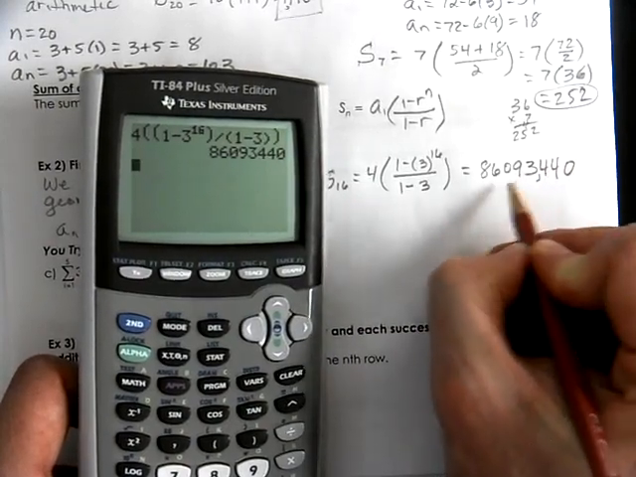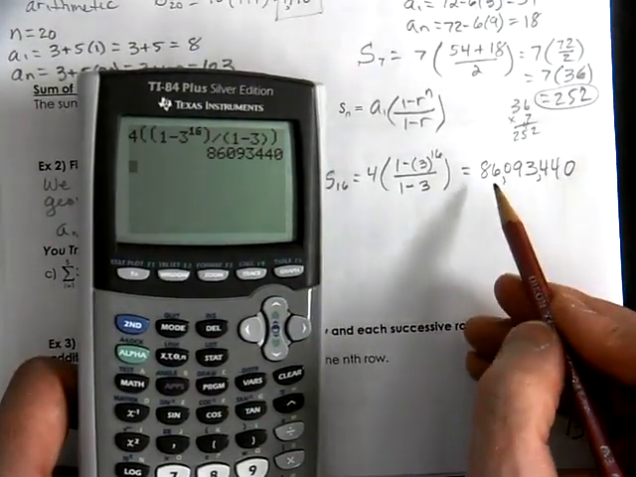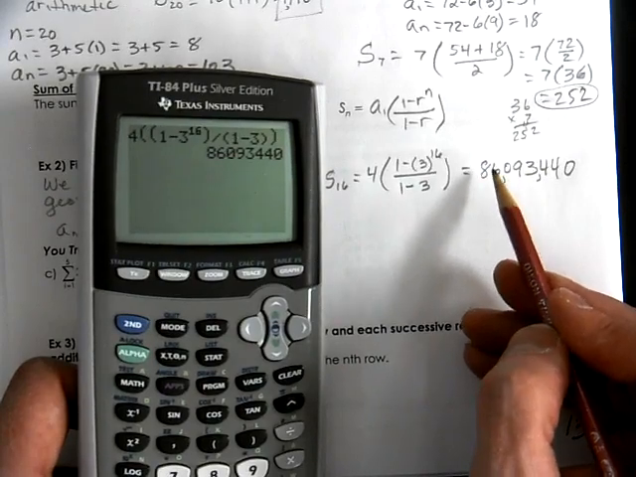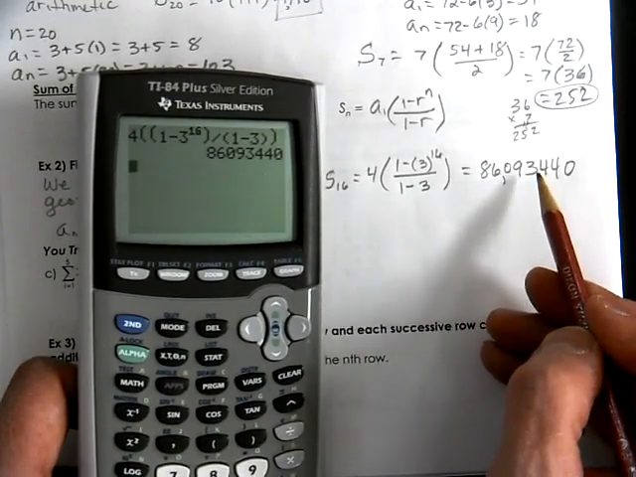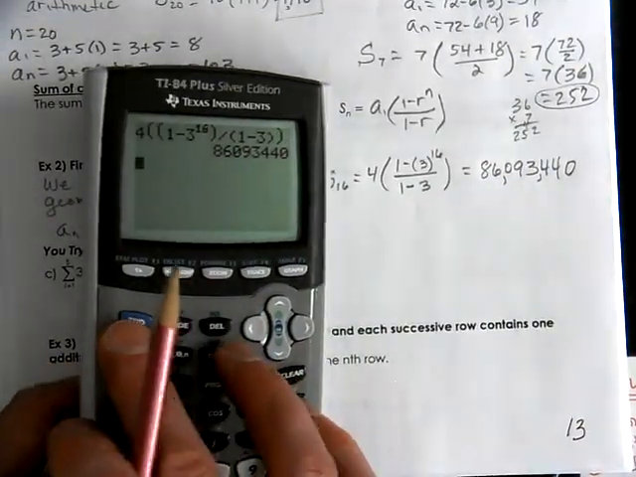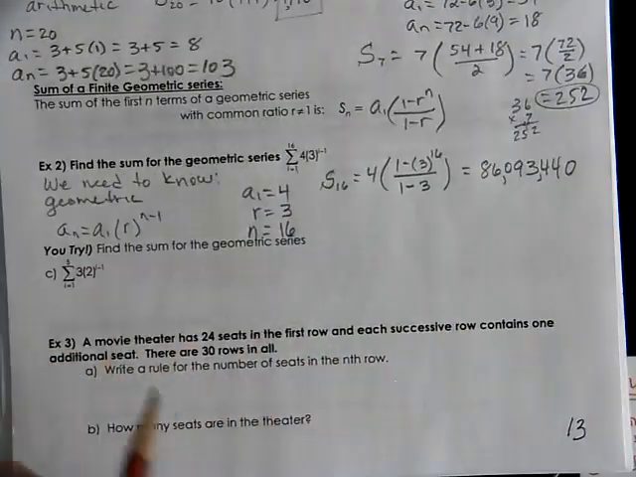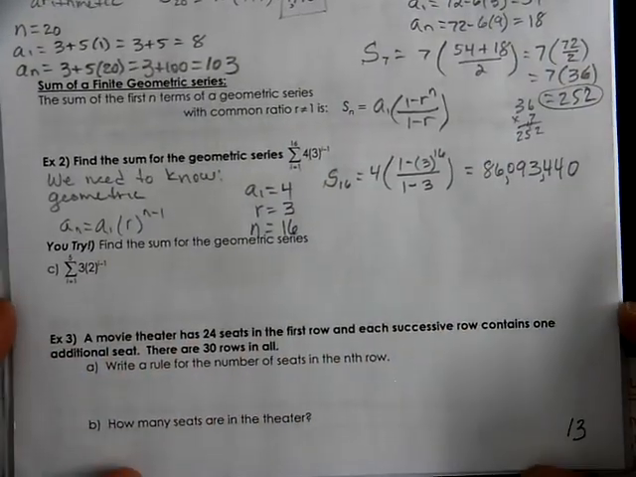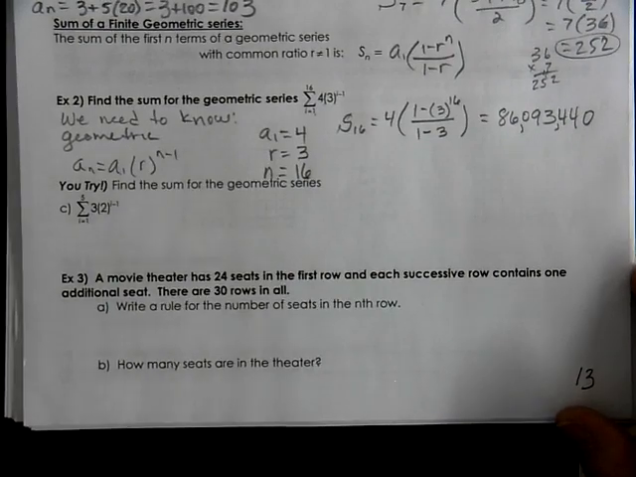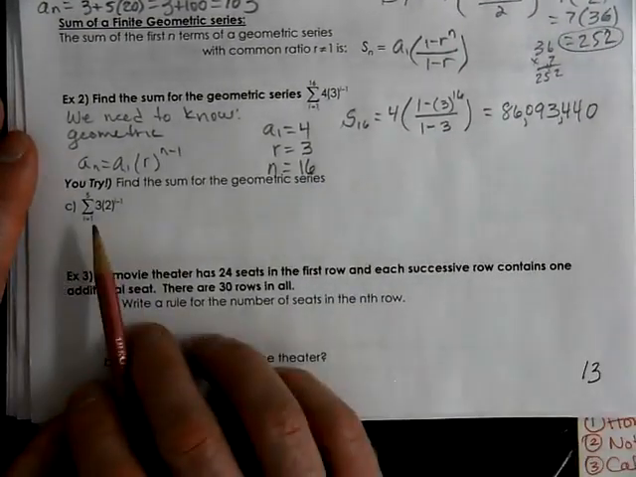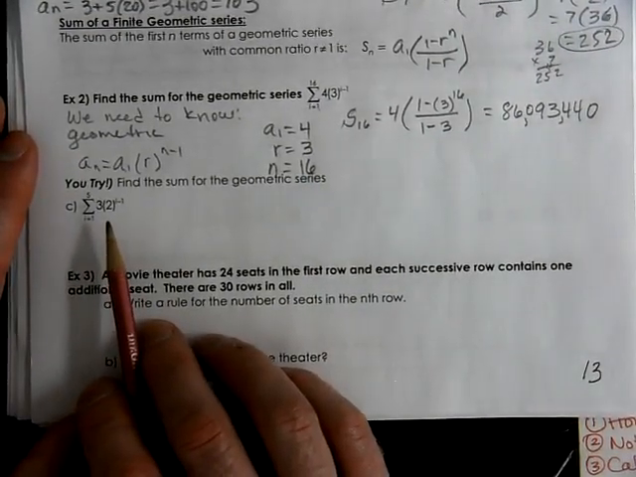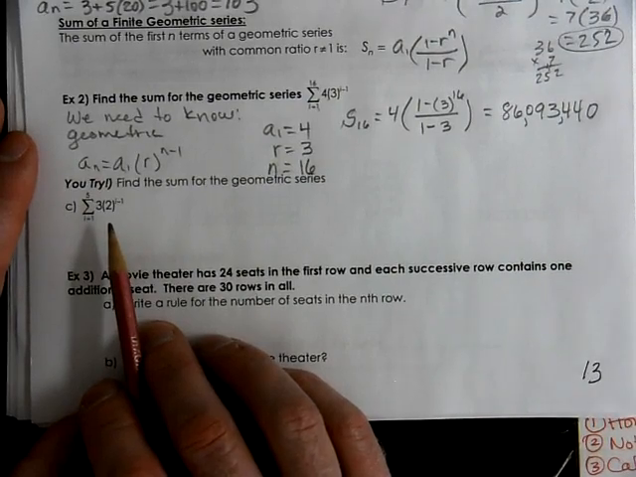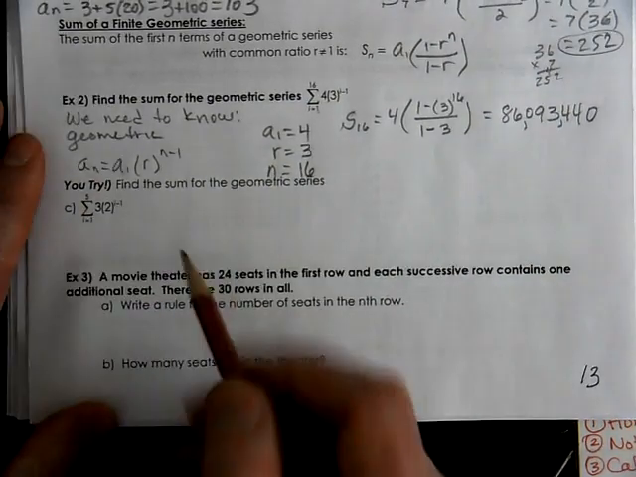860-93440. Bring in your commas, and then you can name it properly. 86,093,440. Kind of like your bank account. So, over here, looking at the next one. Doing the same thing.